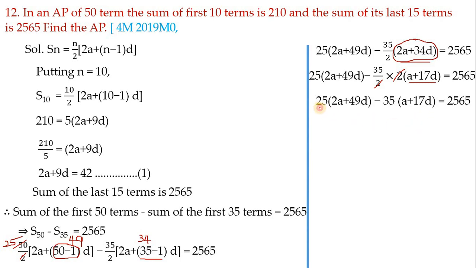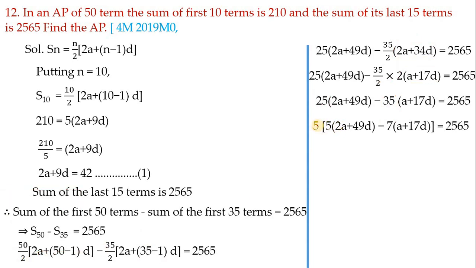Next, here 25 is there and here 35 is there. So in this you can take 5 as a common factor. If you take 5, in this place 5 will be left out and in this place 7 will be left out, and write all other things as it is. So next, this multiplication 5 which has transferred this side becomes the denominator.